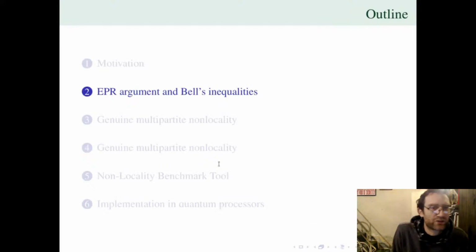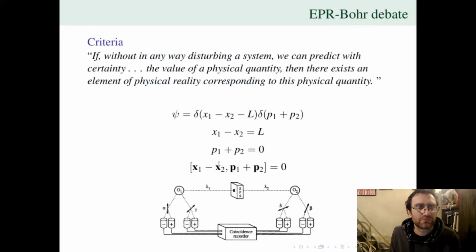Now I will try to explain the ideas behind the EPR argument and the development of Bell inequalities. The EPR debate dates back to the 1930s, when Einstein, Podolsky, and Rosen proposed a criterion for reality for quantum systems. They say that if, without in any way disturbing a system, we can predict with certainty the value of a physical quantity, then there exists an element of physical reality corresponding to this physical quantity.